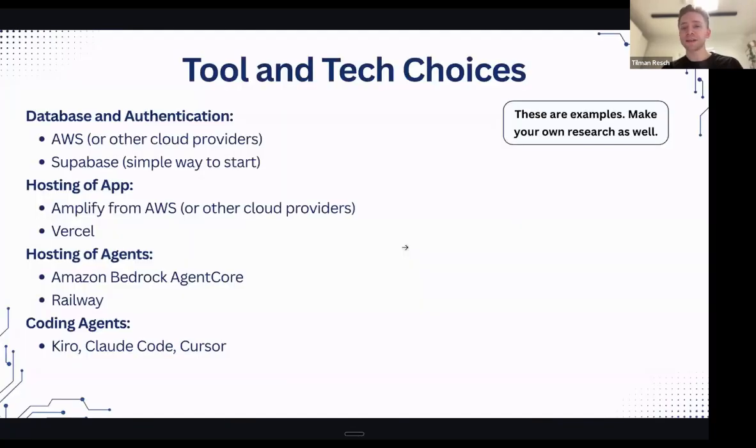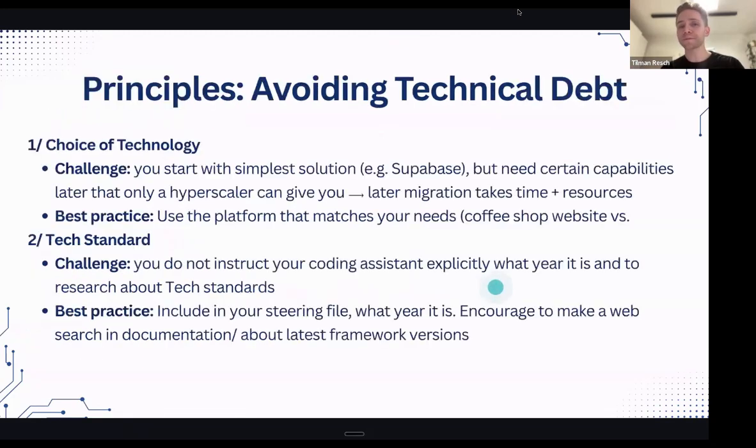Now let's look at some principles. So what are tool choices? Of course, maybe I'm a little bit biased, but I actually love building with AWS. A very simple way to get started with a database and authentication is also Supabase, which you can consider. Hosting of the app, Amplify from AWS is a great thing. You can also consider Vercel. Hosting of agents, you can use Bedrock Agent Core. I've also tried Railway in the past. You can also use other cloud providers. Coding assistance, you can use Kiro, Claude Code, Cursor.